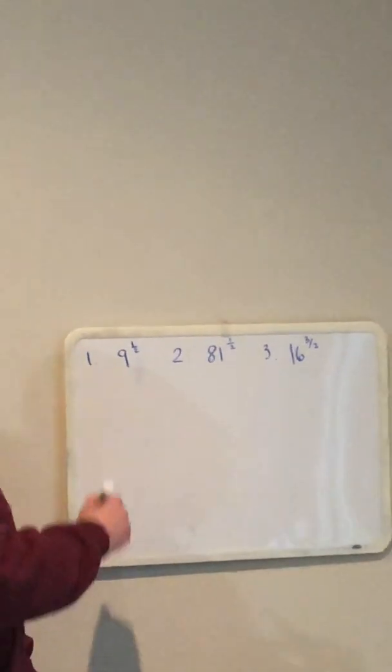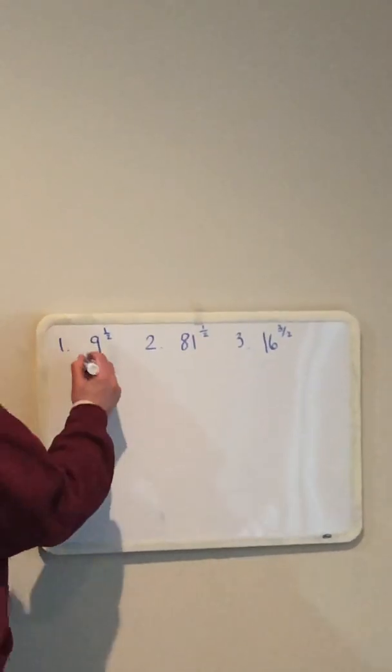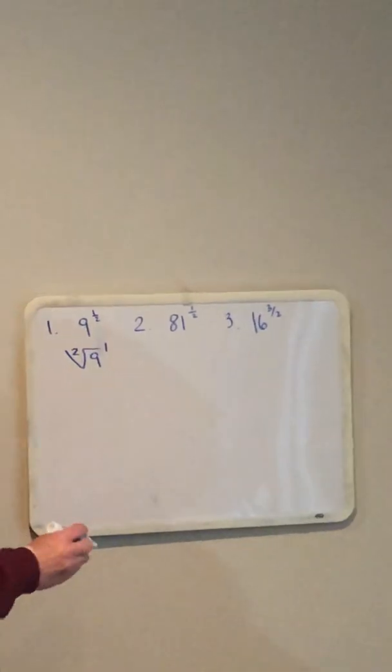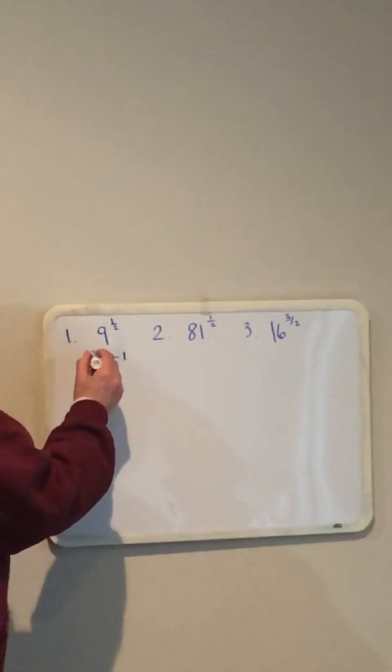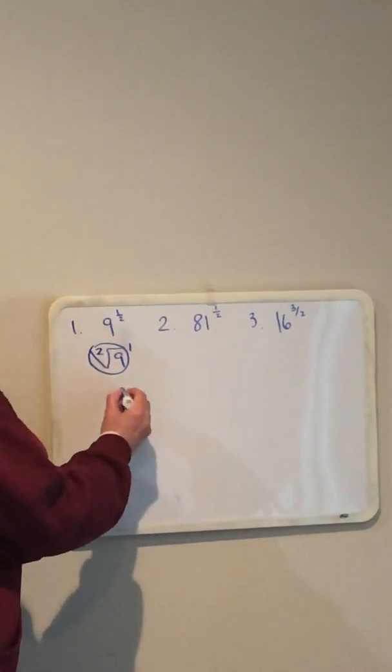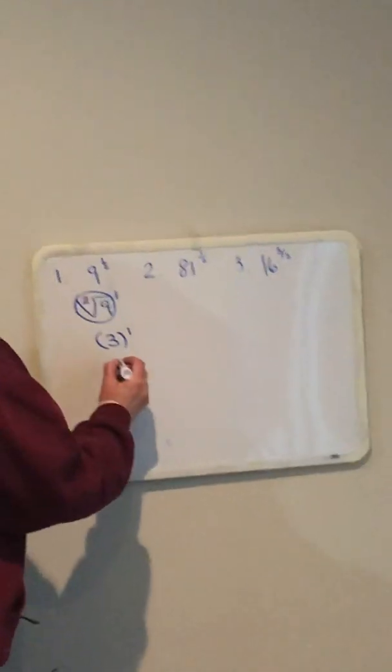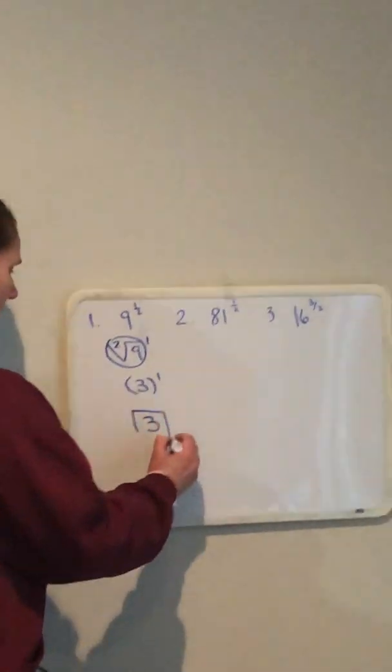The first one we have is 9 to the 1/2 power. That means the square root of 9 to the first. I told you guys, evaluate the root first. Square root of 9 is 3 to the first. 3 to the first is 3. That's the answer to number 1.